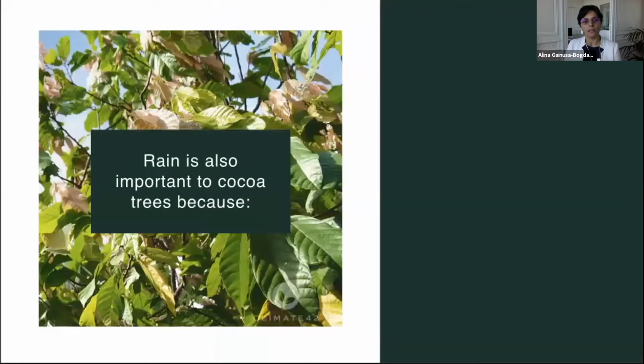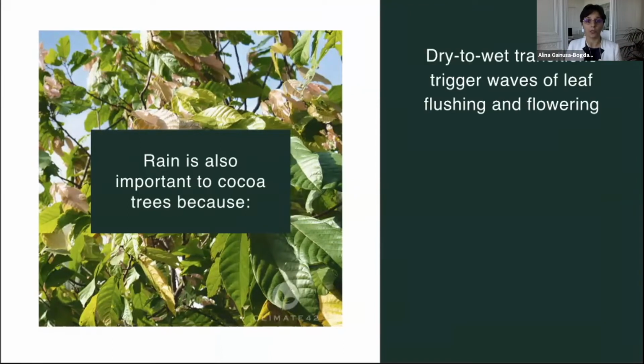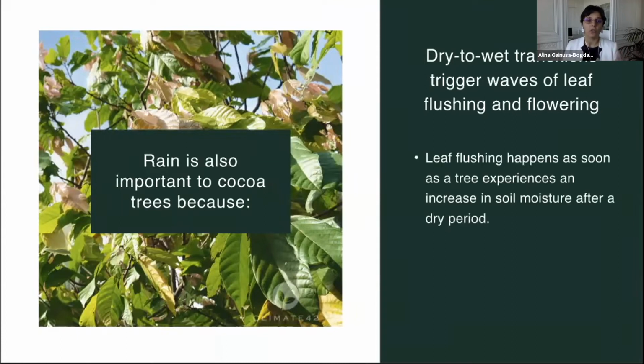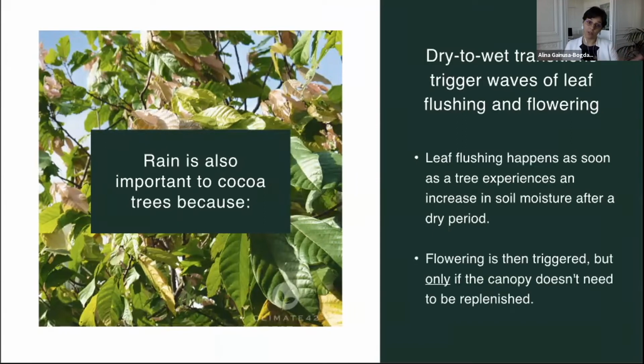But then there are other ways in which rain impacts the trees. For example, when a cocoa tree passes from dry to wet conditions, this triggers a wave of leaf flushing and flowering. Leaf flushing happens as soon as a tree sees an increase in soil moisture after a dry period. This leaf flushing will replenish a weakened canopy, and then a healthier, stronger canopy will help boost the tree's rates of photosynthesis and build up energy to produce more flowers, more setting, and more pods. Flowering is then triggered, but only after the canopy has been sufficiently replenished.